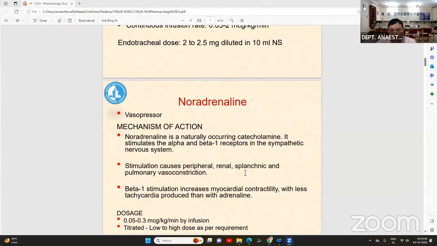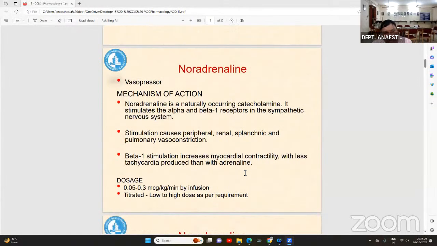This is about epinephrine or adrenaline. Coming to norepinephrine or noradrenaline. This is also a vasopressor. Noradrenaline is a naturally occurring catecholamine. Both are catecholamines. It stimulates alpha and beta 1 receptors. When you compare adrenaline and noradrenaline, the basic difference is that noradrenaline has more alpha actions than beta 1, whereas adrenaline has both alpha and beta, acting on all the adrenergic receptors. Norepinephrine acts mainly on alpha and beta 1 receptors in the sympathetic nervous system.